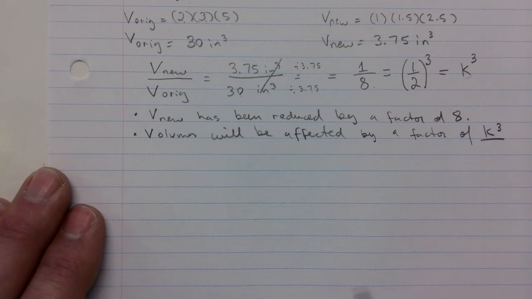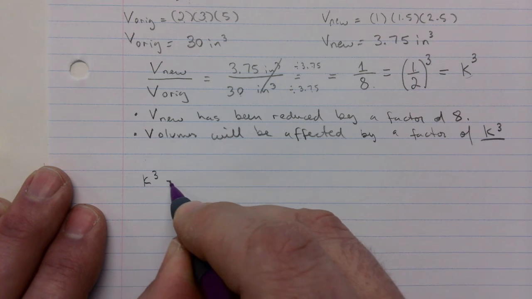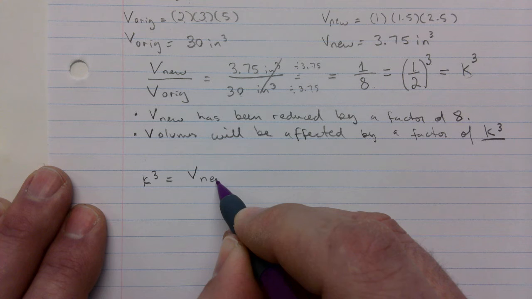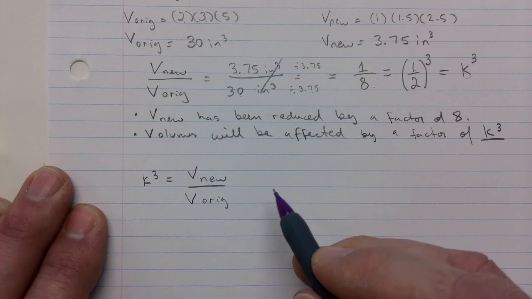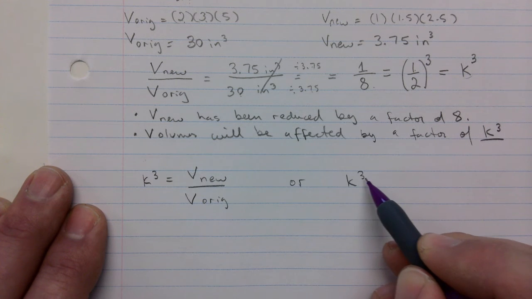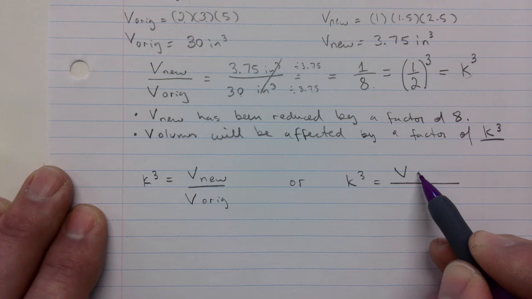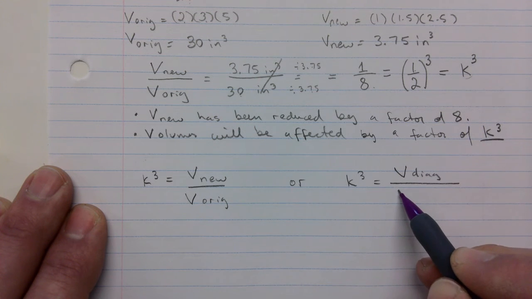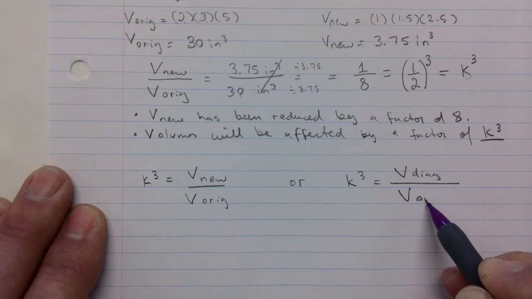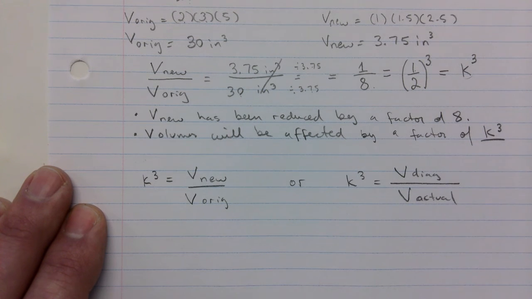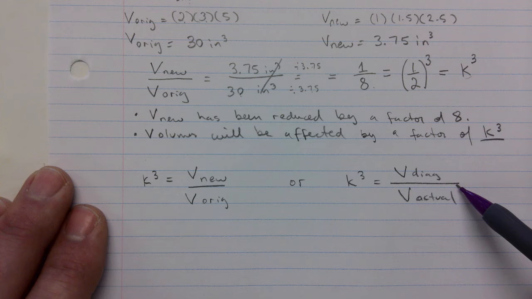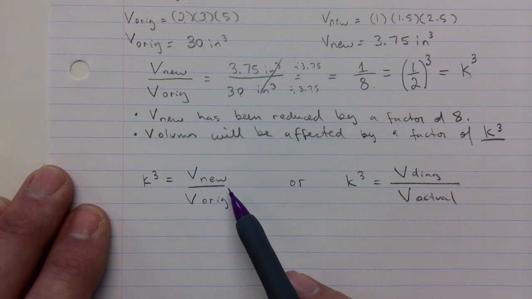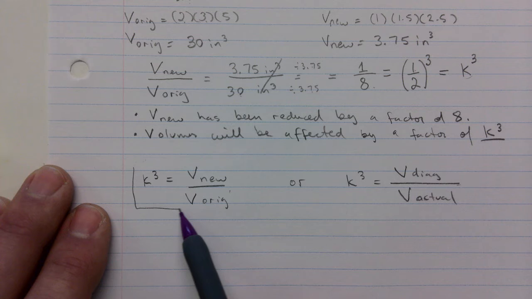And so to conclude, k cubed is going to be volume of new divided by volume of original. Or you can think of it this way, k cubed is volume of diagram over volume of actual. And remember, they're exactly the same. Nothing changes. It's just sometimes it's easier to think of something as diagram and actual, and sometimes it's easier to think of something as new and original.